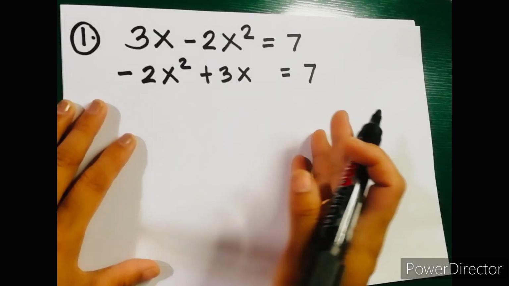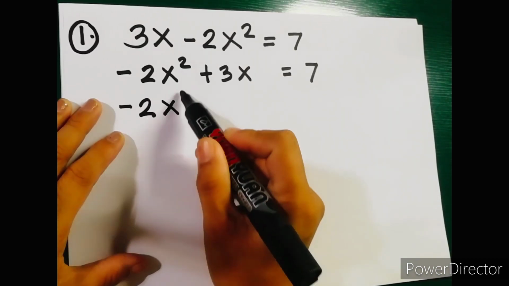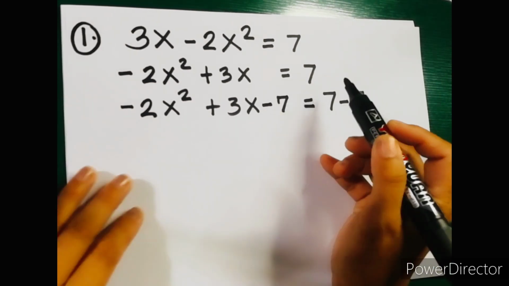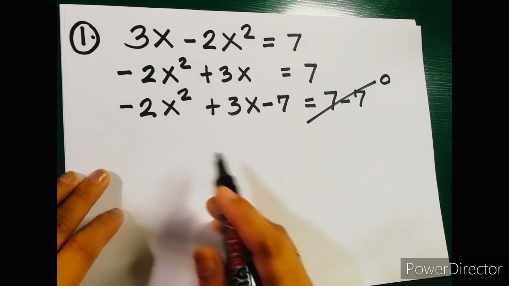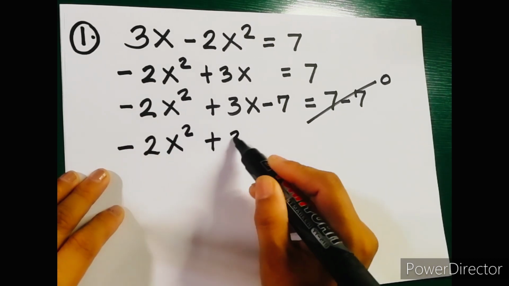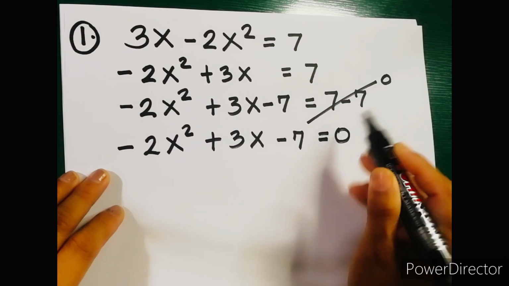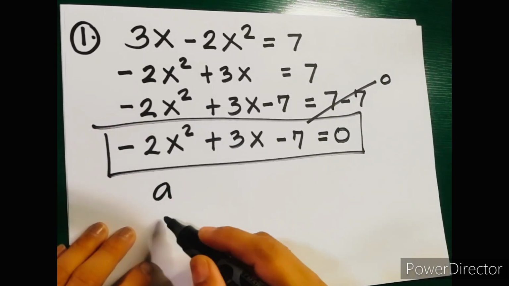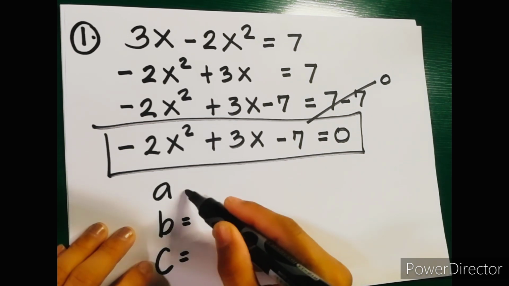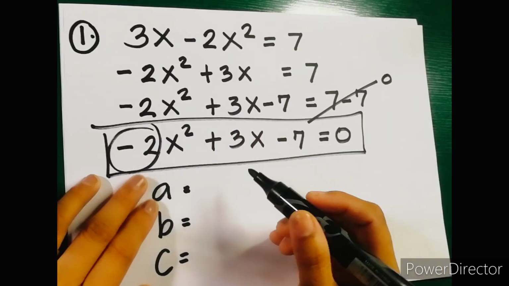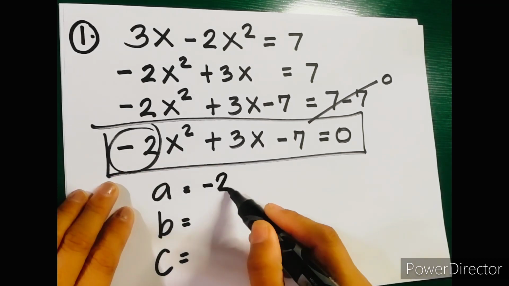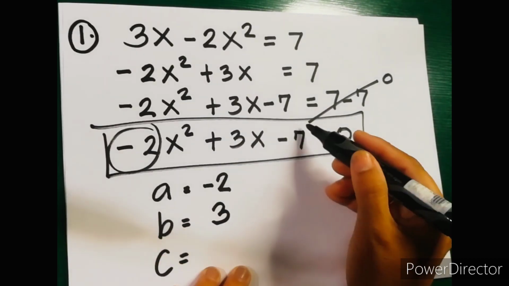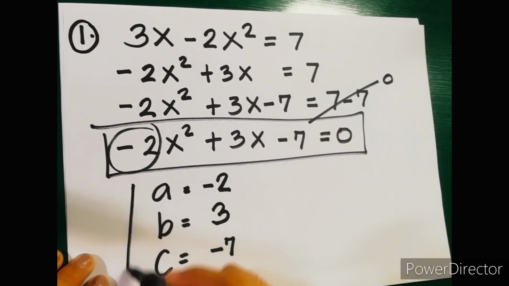So we're writing equals 7, so we will subtract 7. So this one will be equal to 0. So you have your equation negative 2x squared plus 3x minus 7 equals 0. So you have already your standard form. All you need to do now is to identify the values of your A, B, and C. In here, our A is the coefficient of our quadratic term x squared, which is negative 2. And our B is the coefficient of our variable on the linear term, so positive 3. And your constant is negative 7.